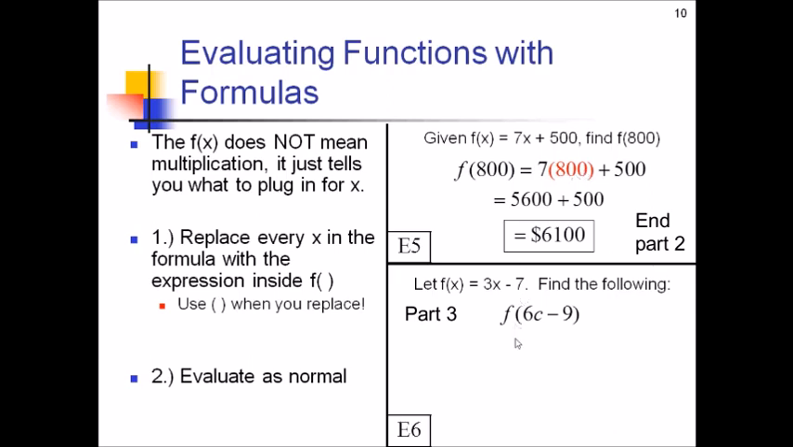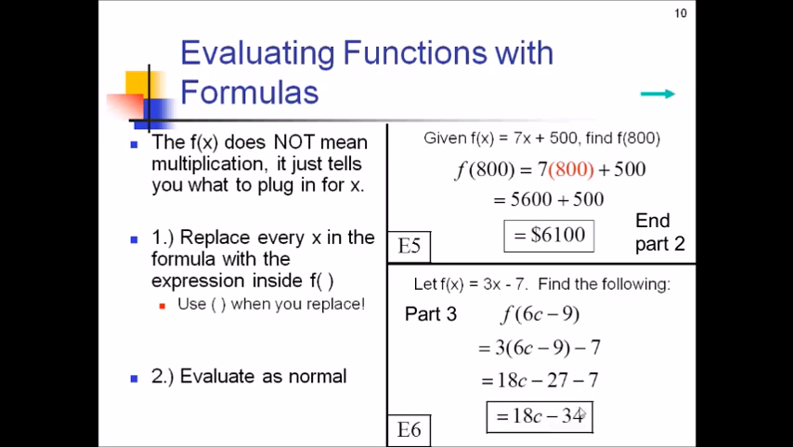It is infinitely expandable. So now instead of writing 3 times x minus 7, we're going to write 3, erase and replace, parentheses 6c minus 9, all that minus 7. So again, the x is infinitely expandable. You can replace it with any expression that you need to in these functions. And now we're just going to simplify as much as we can. So distributing, we've got 18c minus 27. Still have that minus 7 out there we can't forget about. Negative 27 minus 7, that'll be negative 34. And that's our final answer.